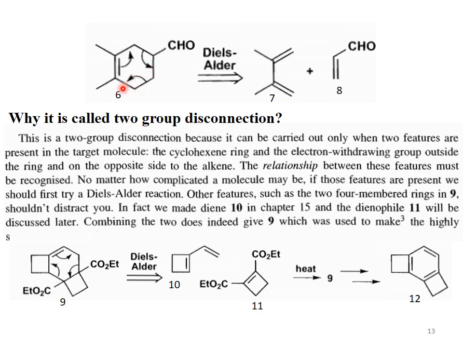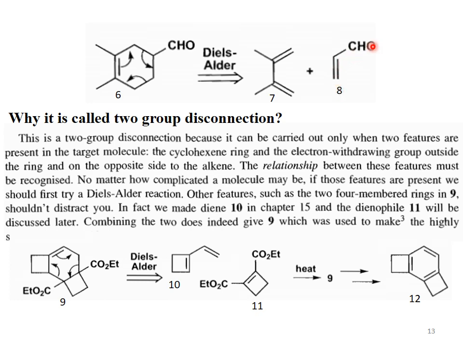The relationship between these features must be recognized, no matter how complicated a molecule may be. If those features are present, we should first try a Diels-Alder reaction. Other features, see this one. This is a complex system. We first check whether it is a Diels-Alder product or not.